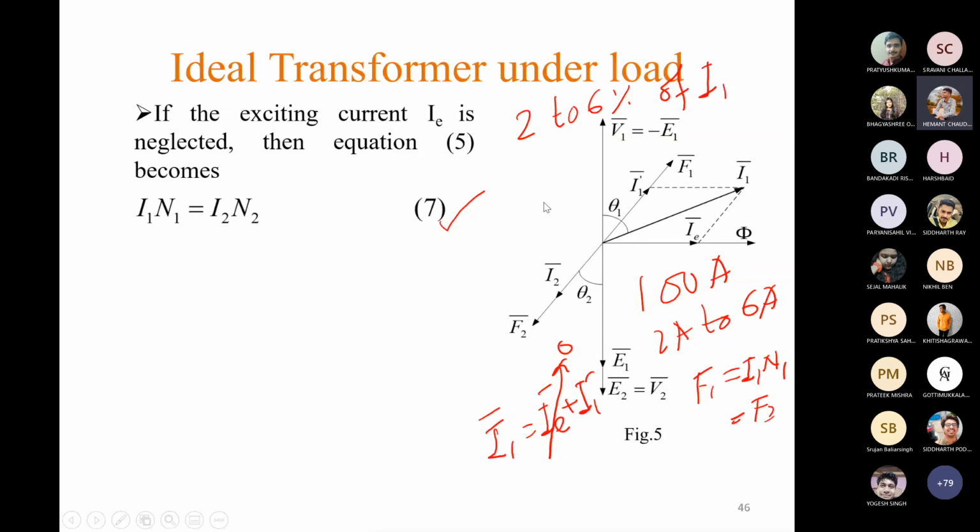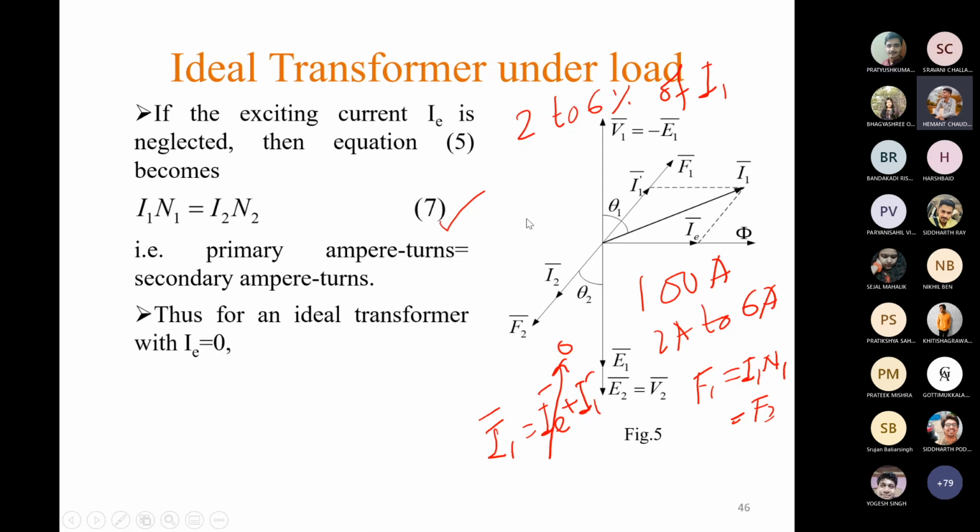Any confusion? So primary ampere turns equal secondary ampere turns. This I into N, that means current into number of turns, is called ampere turns. So I1 N1 is equal to I2 N2 means primary ampere turns equal secondary ampere turns. You know the unit of MMF is ampere turns, isn't it?